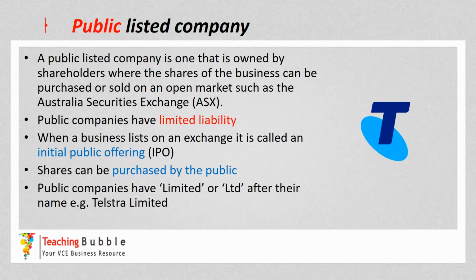Now, when a business decides to list on an exchange and make their shares available to the public, they go through the process of what's called an initial public offering, or what you'll see as an IPO. Once that happens, they're on an exchange, and the public can purchase shares in the company and become shareholders. If you ever have to identify a public listed company, you'll see the word limited, or Ltd for short, after their name. One of Australia's largest public listed companies is Telstra.